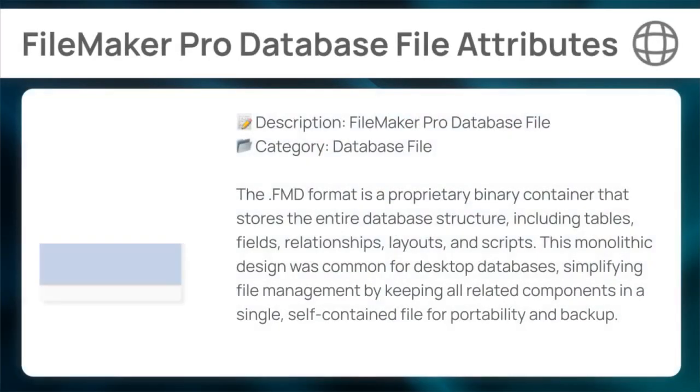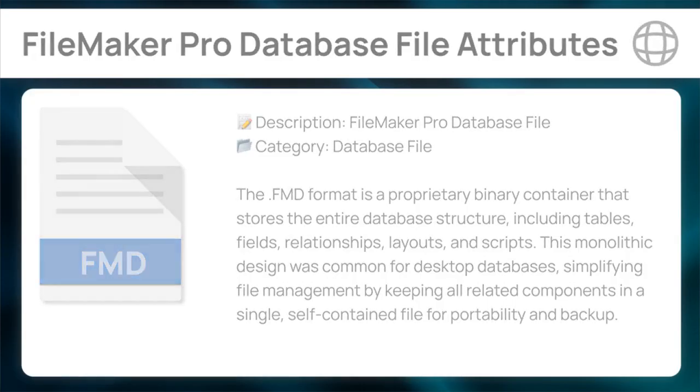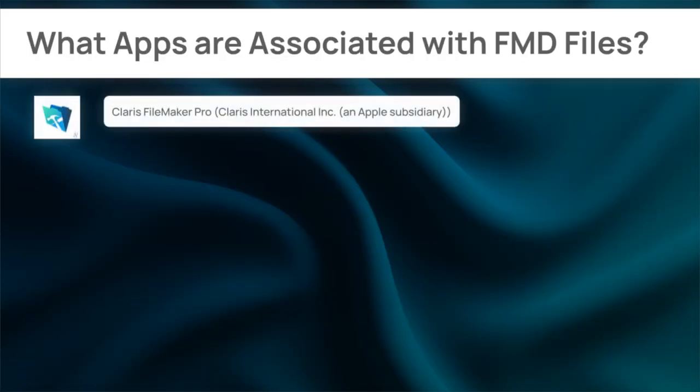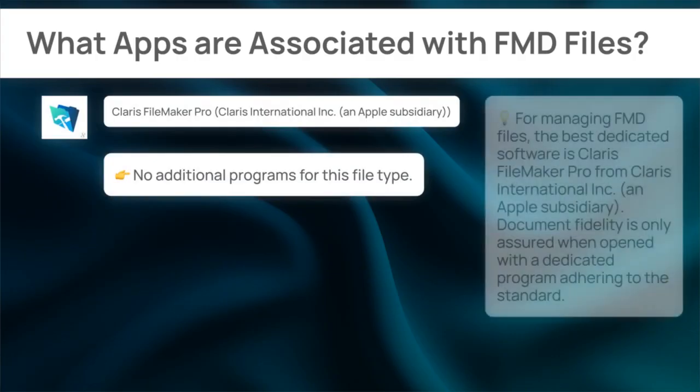The .fmd format is a proprietary binary container that stores the entire database structure, including tables, fields, relationships, layouts, and scripts. This monolithic design was common for desktop databases, simplifying file management by keeping all related components in a single self-contained file for portability and backup. You will typically find Claris FileMaker Pro developed by Claris International Inc., an Apple subsidiary, associated with FMD.